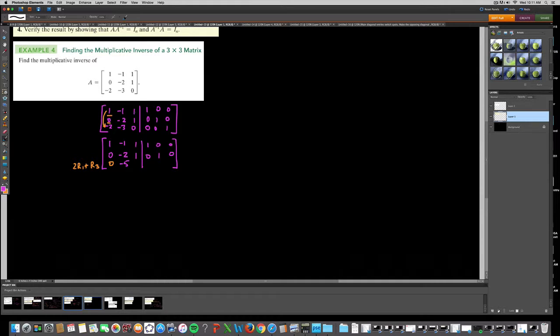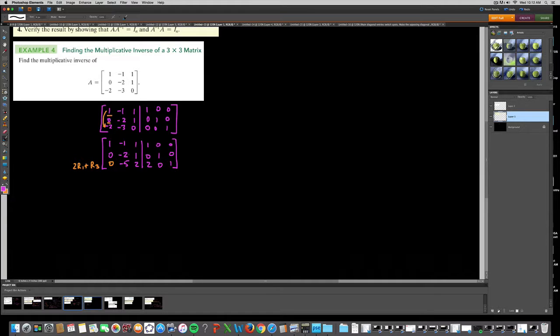If we take 2 times 1 and add that to a 0, we would get a 2. If we took 2 times 1 here and add it to this 0, we get a 2. 2 times this 0 plus 0 is 0. And 2 times this 0, 0 plus 1 is 1. So all we've done so far is get a 1 on the top left and get zeros underneath.